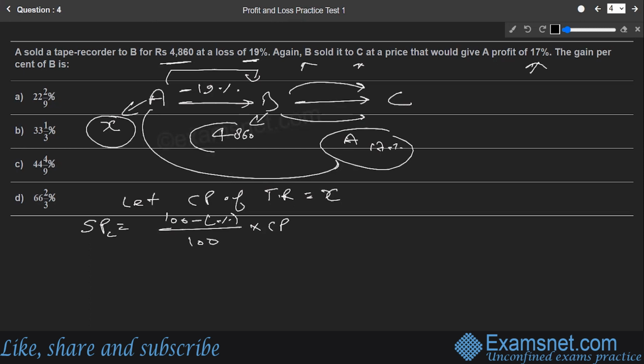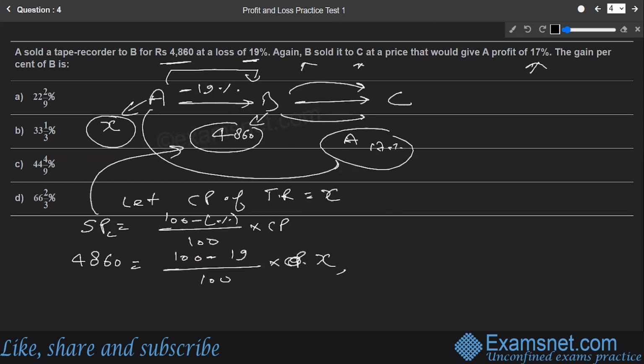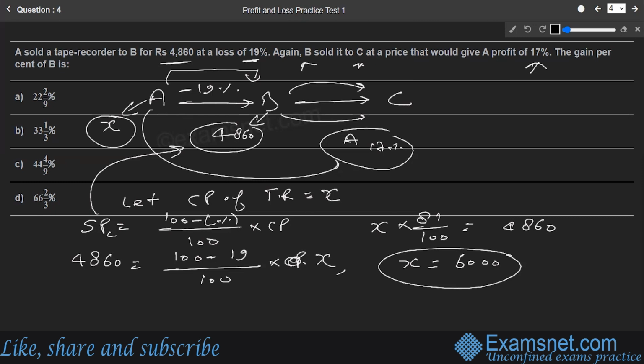So we already know the selling price between A and B. The selling price is 4860 because A has sold it to B at 4860 rupees. So we can put the equation like this: 4860 is 100 minus loss percentage 19% divided by 100 into cost price, which we have to find. That is nothing but our X we have assumed. So X into 81 upon 100 is nothing but 4860, which gives us the X value as 6,000 rupees. That means A would have bought it at 6,000 rupees and sold it at a loss of 19% at a selling price of 4860. This is the situation.